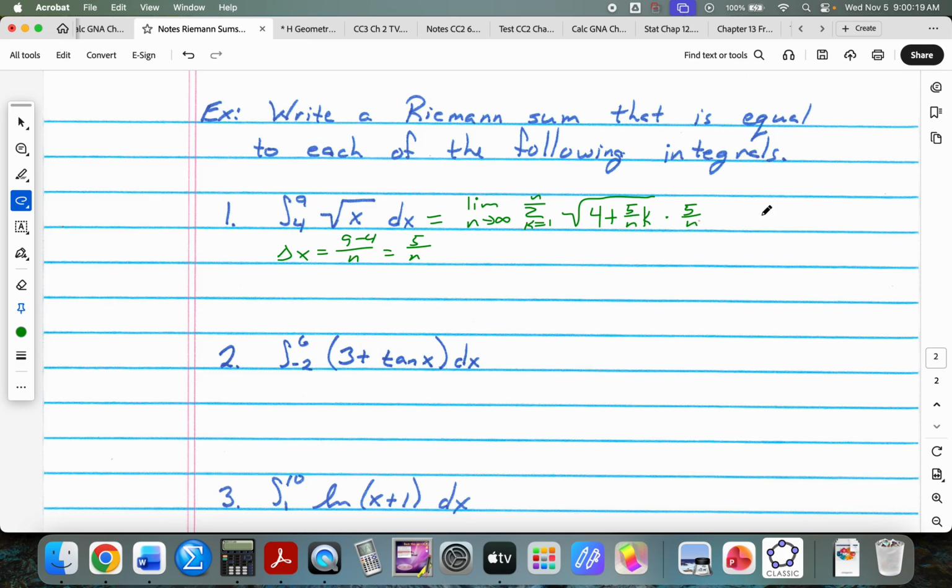Now, part of the reason that this is likely to be a multiple choice question is because there is more than one right way to write that.